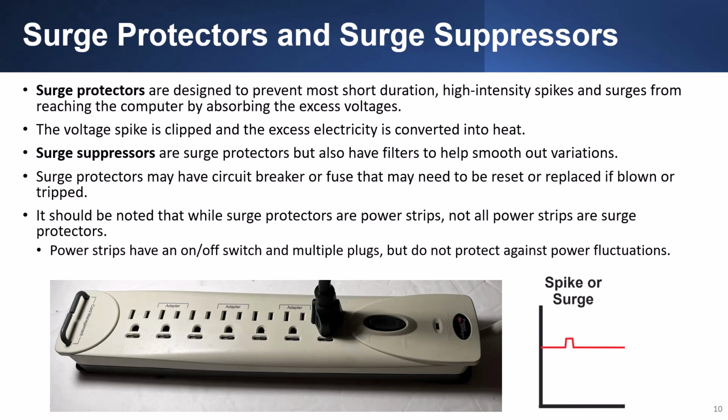Surge protectors are designed to prevent most short-duration, high-intensity spikes and surges from reaching the computer by absorbing the excess voltages. The voltage spike is clipped and the excess electricity is converted into heat. Surge suppressors are surge protectors, but also have filters that help smooth out variations. Surge protectors may have a circuit breaker or fuse that may need to be reset or replaced if blown or tripped. It should be noted that while surge protectors are power strips, not all power strips are surge protectors. Power strips have an on-off switch and multiple plugs, but do not protect against power fluctuations.